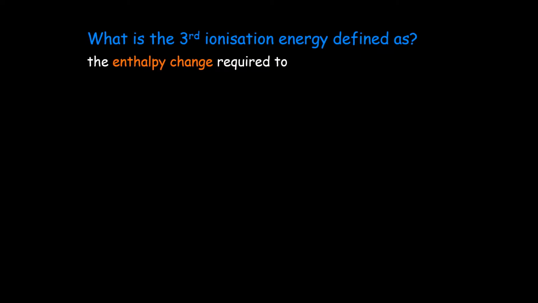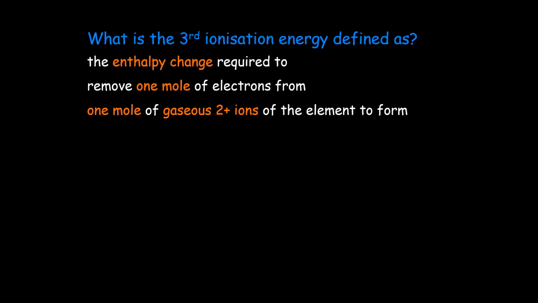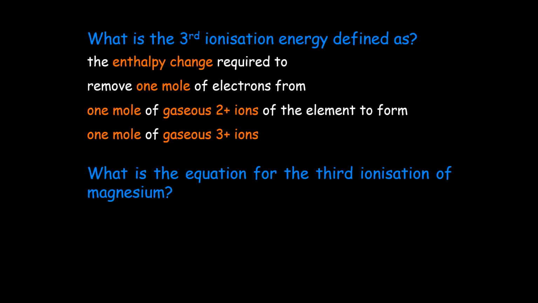The enthalpy change required to remove 1 mole of electrons from 1 mole of gaseous 2+ ions of the element to form 1 mole of gaseous 3+ ions. The equation: Mg2+(g) goes to form Mg3+(g) plus e-.